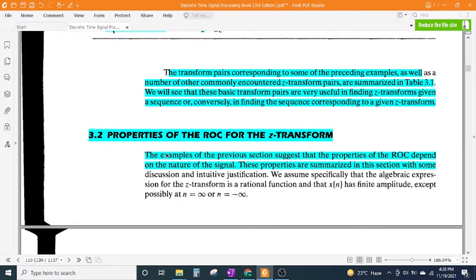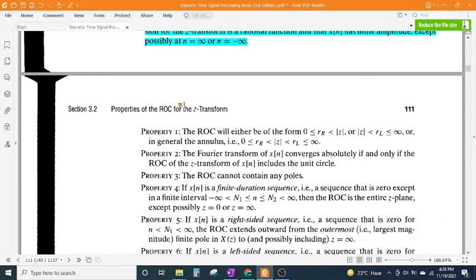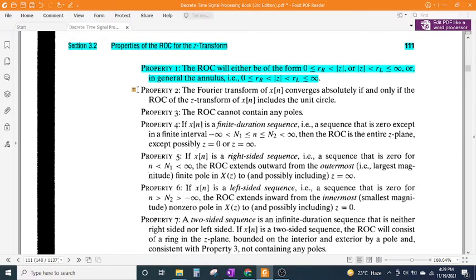We assume specifically that the algebraic expression for the Z-transform is a rational function and that x[n] has finite amplitude, except possibly at n equals infinity or n equals minus infinity. Section 3.2, Properties of the ROC for the Z-transform. Property 1. The ROC will either be of the form 0 < r_R < |z|, or |z| < r_L < infinity, or, in general, the annulus, i.e., 0 < r_R < |z| < r_L < infinity.